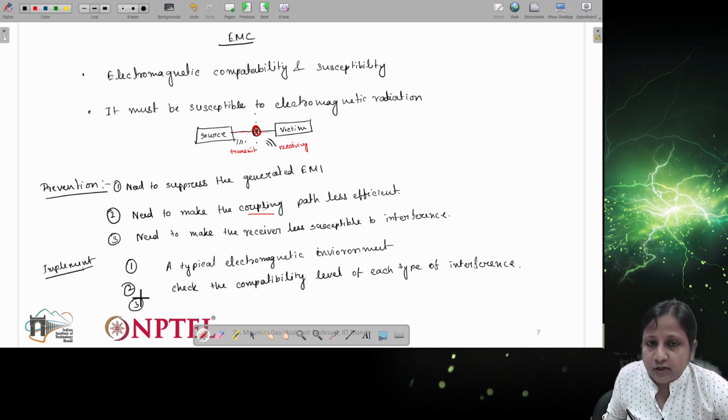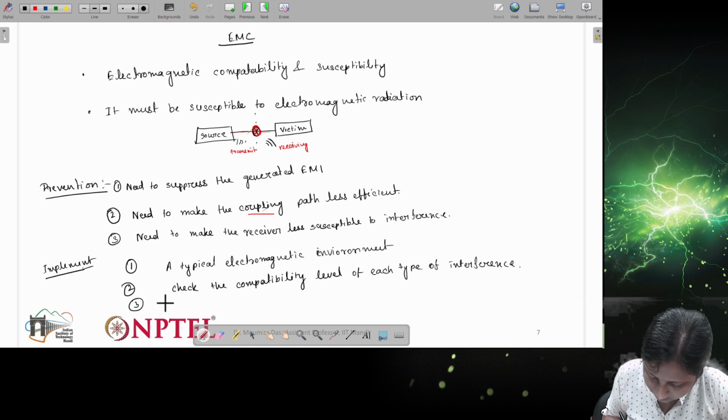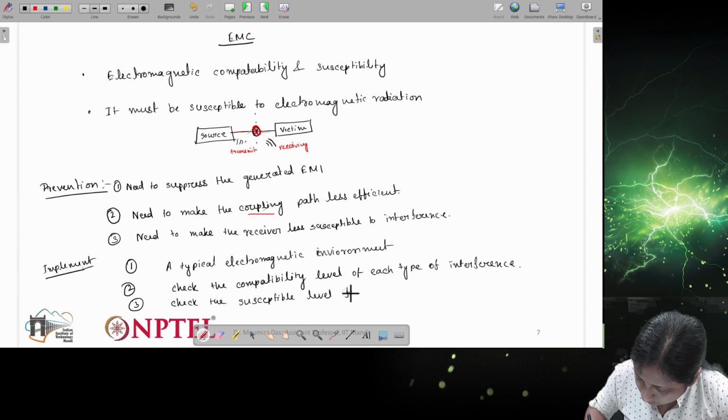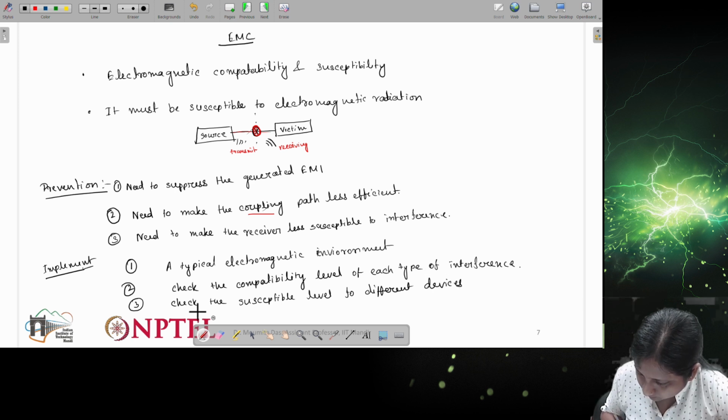Okay, now third is that we have to check the susceptibility level for different devices. And then last is to check the emission limit level.